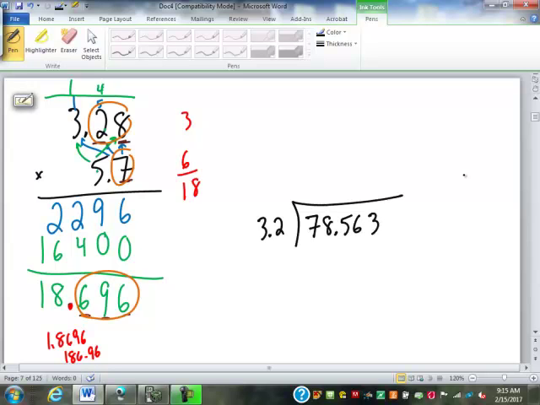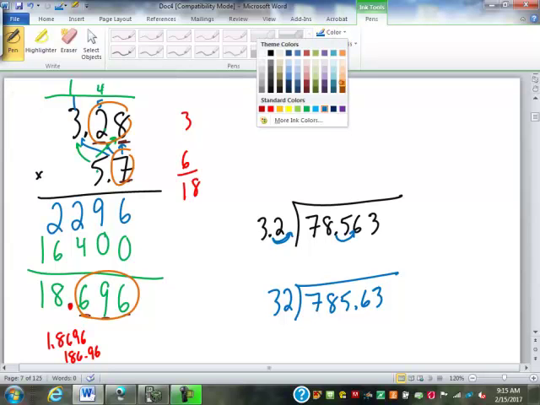So 78.563 divided by 3.2. You were taught to do something like that, right? Move the decimal point over. So that's 32. You move the decimal point over one spot here, so you move it over one spot here. That's 785.63. Why were we able to do that?